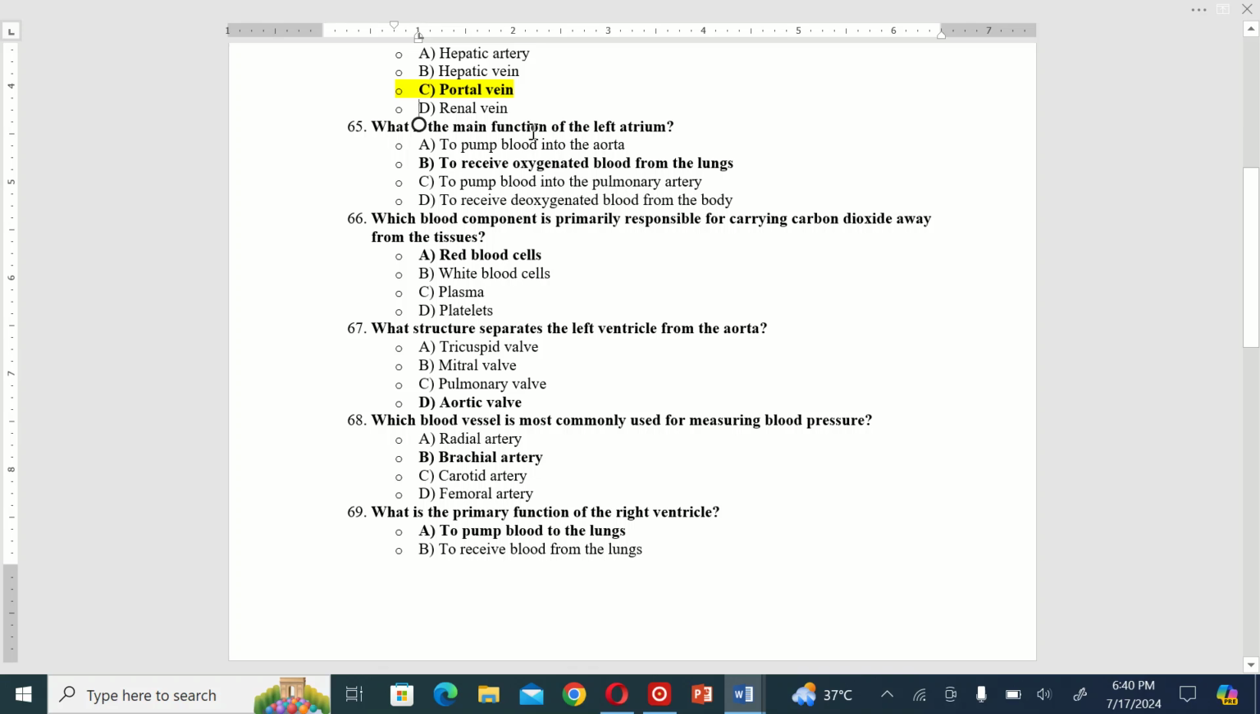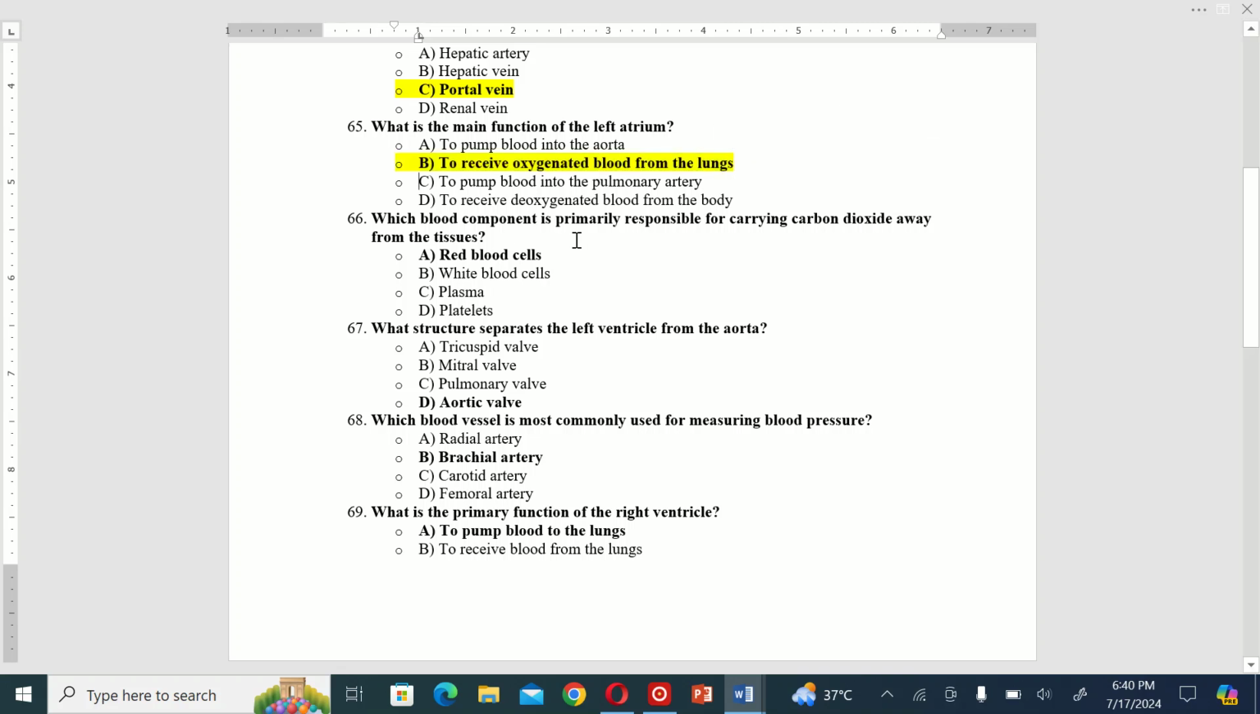What is the main function of the left atrium? A. To pump blood into the aorta. B. To receive oxygenated blood from the lungs. C. To pump blood into the pulmonary artery. D. To receive deoxygenated blood from the body. The correct option is to receive oxygenated blood from the lungs. B is the correct option.